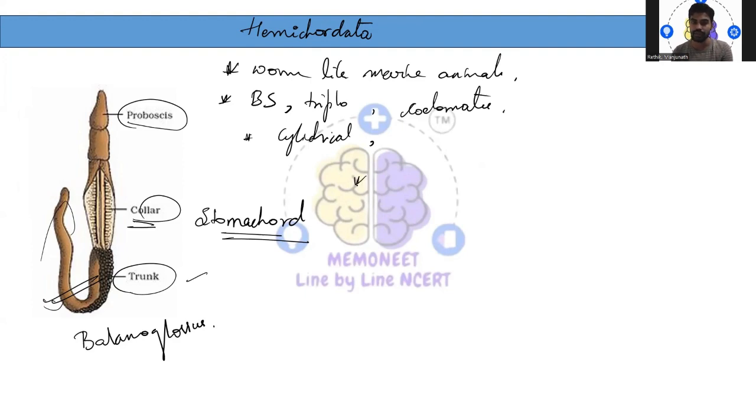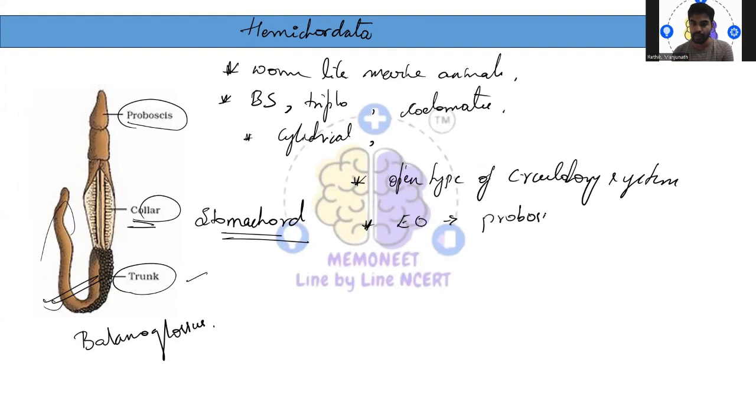So when coming to the circulatory system, it is of open type. And another important thing is the excretory organ. The excretory organ is the proboscis gland. Okay, so the excretory organ will be the proboscis gland, and coming to the sexual part, sexes are separated.